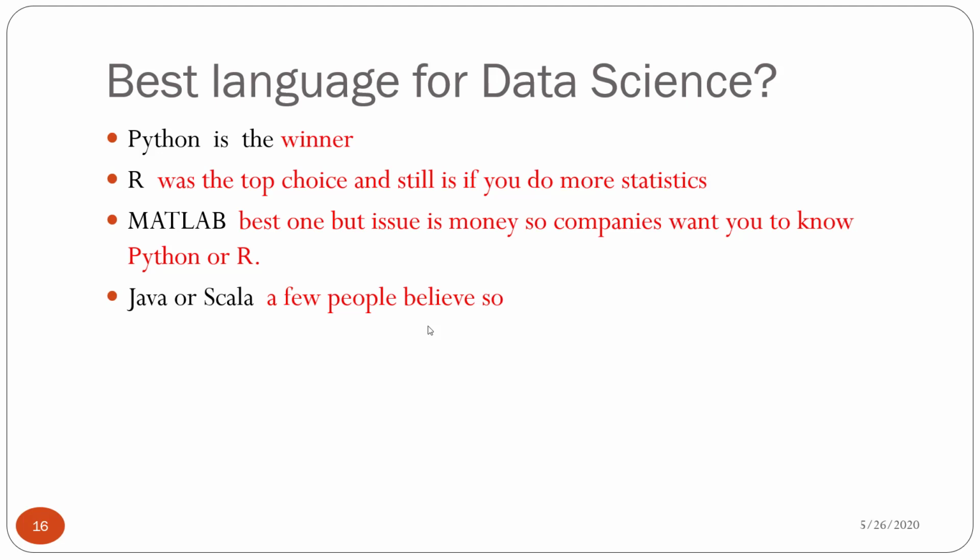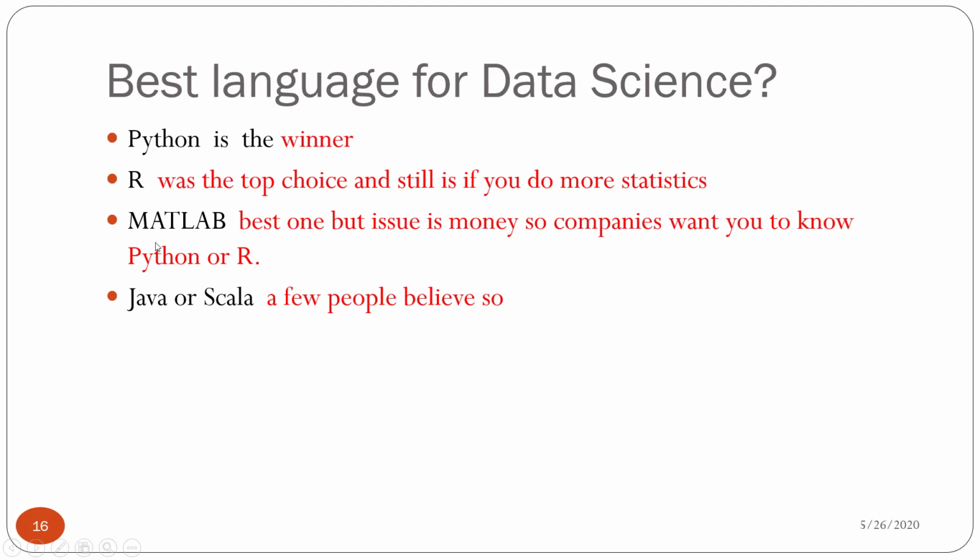But still, R is popular in the community of statisticians. They love R. If you're coming from a statistics background, you would still like to use R as a language. So R is still a popular language in data science, but it's confined to the statisticians. They use R. But we will stick to Python.